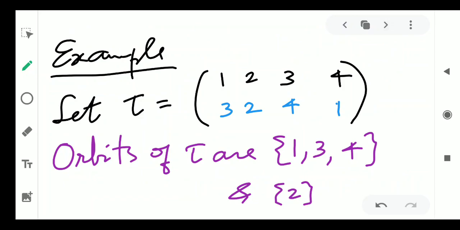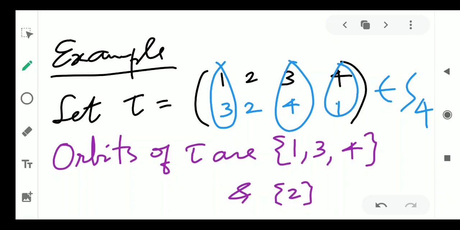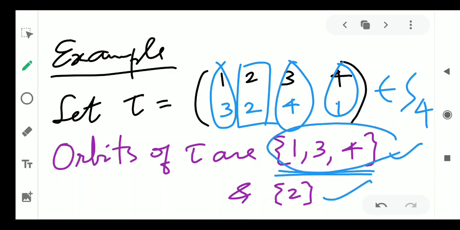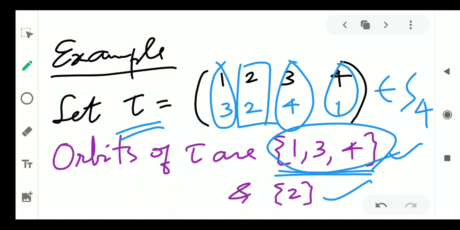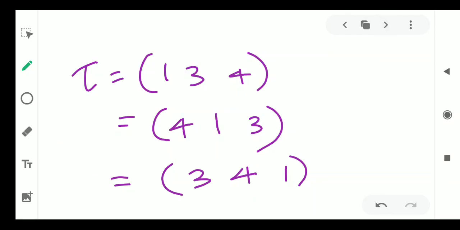We'll have one more example. For example, if you take this in S4, what are the orbits? 1 goes to 3, 3 goes to 4, 4 goes to 1. Therefore 1, 3, 4 will be in one orbit, and 2 is in another orbit. So how many orbits? 2 orbits, in which this is the orbit containing more than one element, and there is only one such orbit. If such is the case for a permutation, that permutation is called a cycle. We won't be writing this whole expression; instead, we'll write only this orbit as the cyclic rotation.